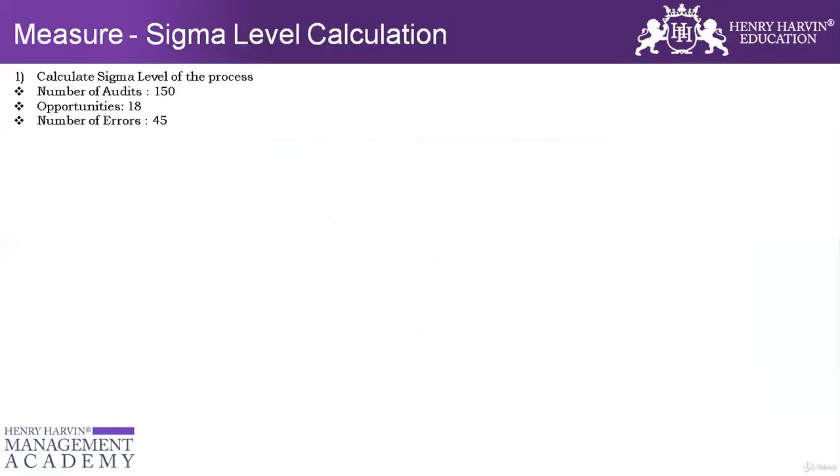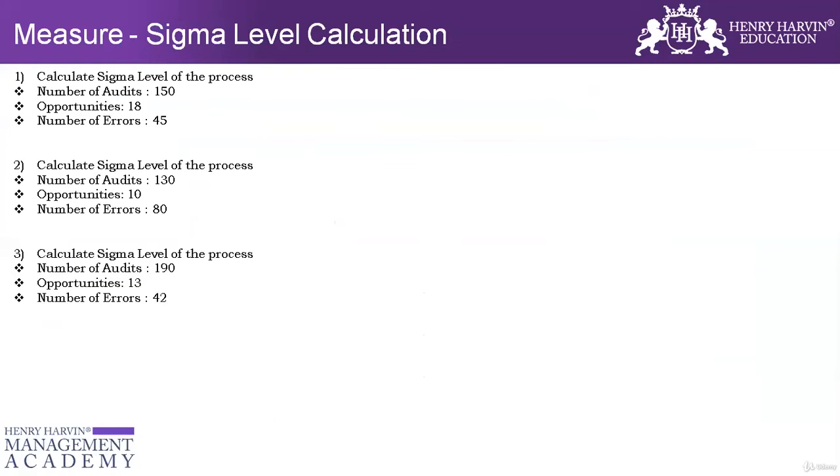So there are some more practice things for you. You can do it. I'll be sharing these presentations with you. You can try it and calculate the sigma level. So you will become more confident once you are able to do it. So we have the number of audits here, opportunities here, and number of errors. So number of errors are your defects. Opportunities is 18 and audit is 150. So you multiply 150 into 18. Right. It becomes your total opportunities. Okay, so you can calculate these three examples on your own.